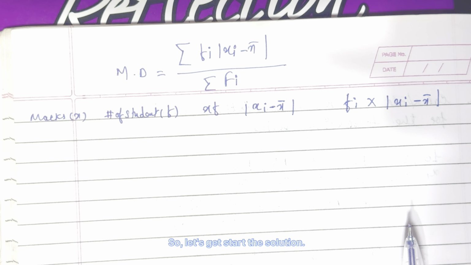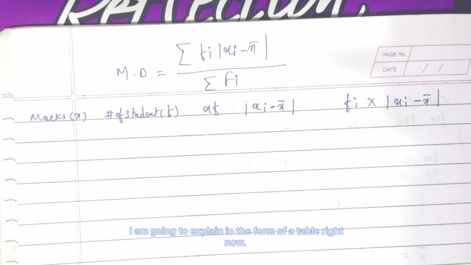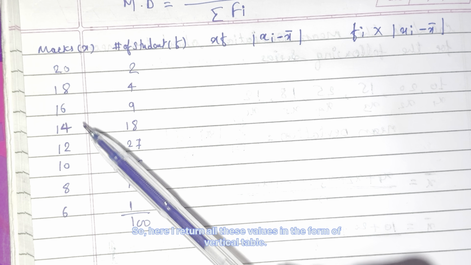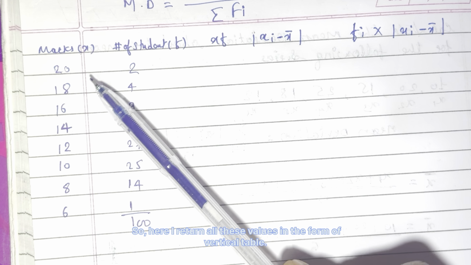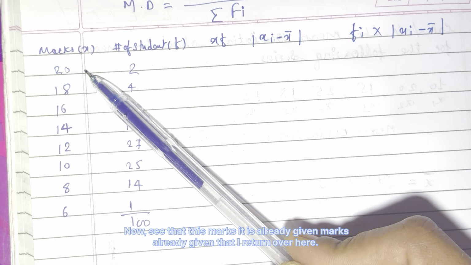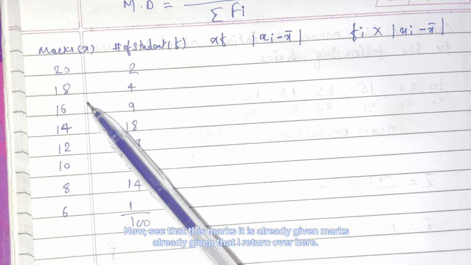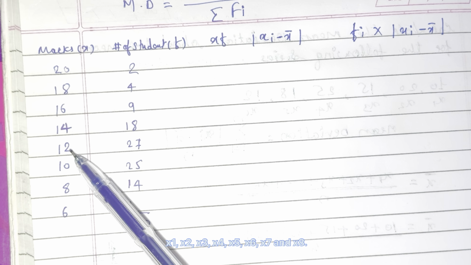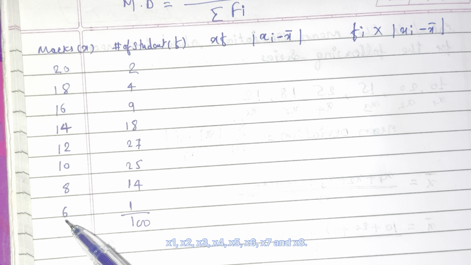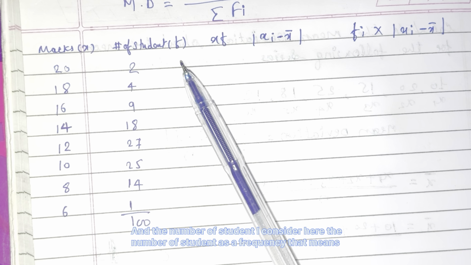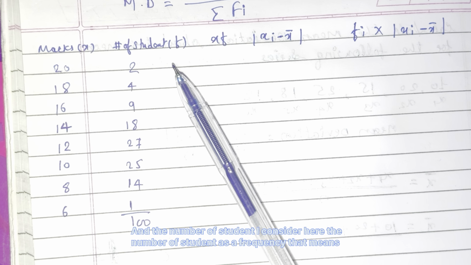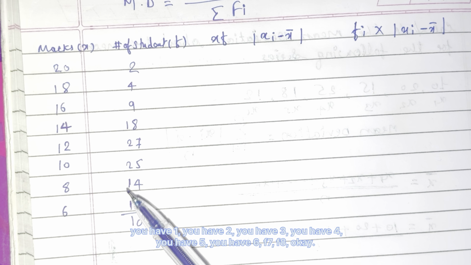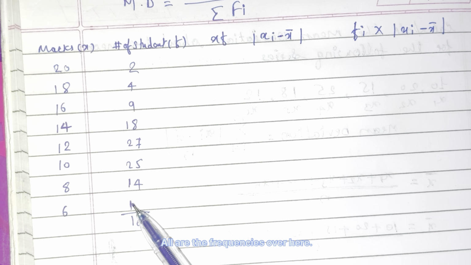So let's get started with the solution. I'm going to explain in the form of a table right now. So here I have written all these values in the form of a vertical table. Now see that these marks are already given, which I have written over here: x1, x2, x3, x4, x5, x6, x7 and x8. And the number of students, I consider here as the frequency, that means f1, f2, f3, f4, f5, f6, f7 and f8. All are the frequencies over here.